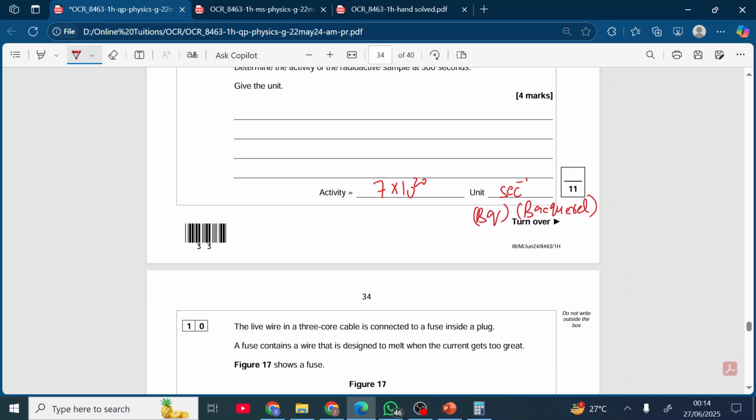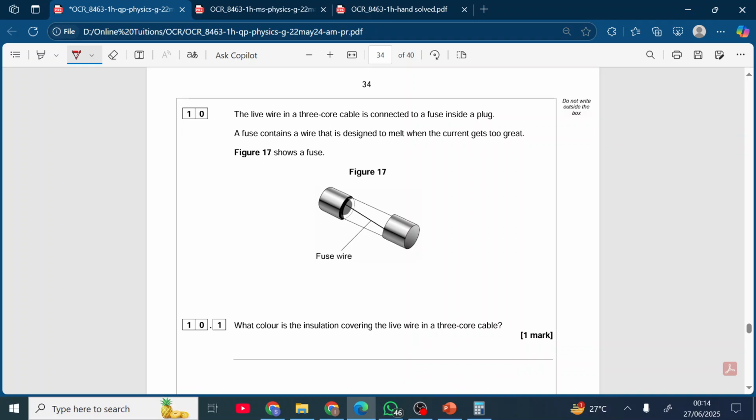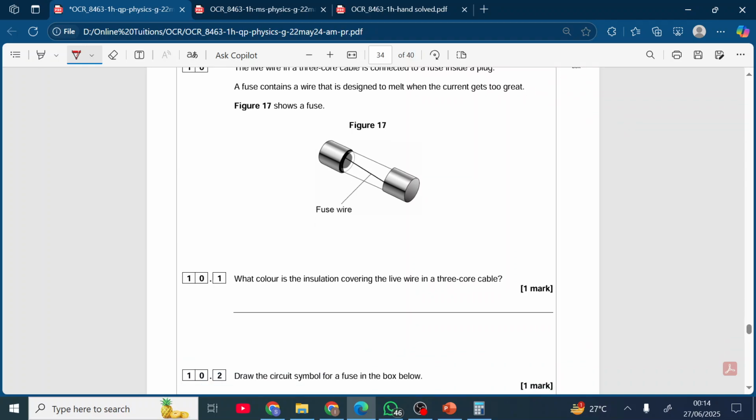Okay, so question number 10. The live wire in a 3-core cable is connected to a fuse inside a plug. A fuse contains a wire that is designed to melt when the current gets too great. Figure 17 shows a fuse. What color is the insulation covering the live wire in a 3-core cable?